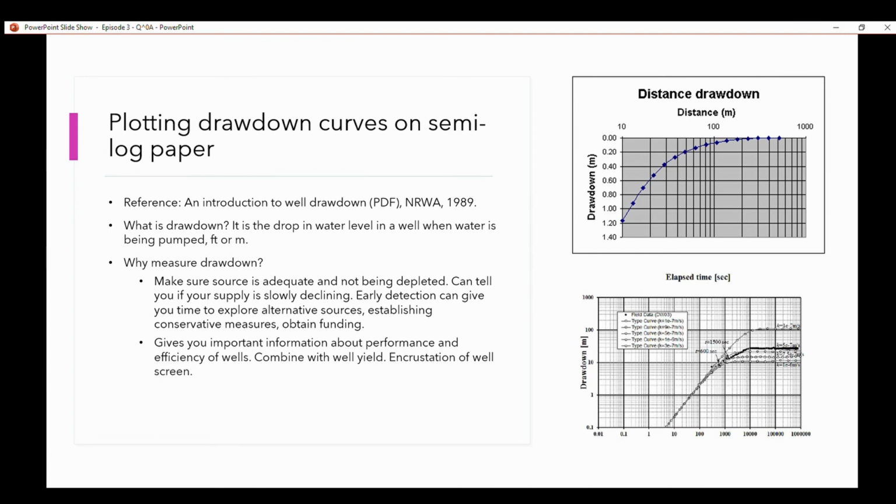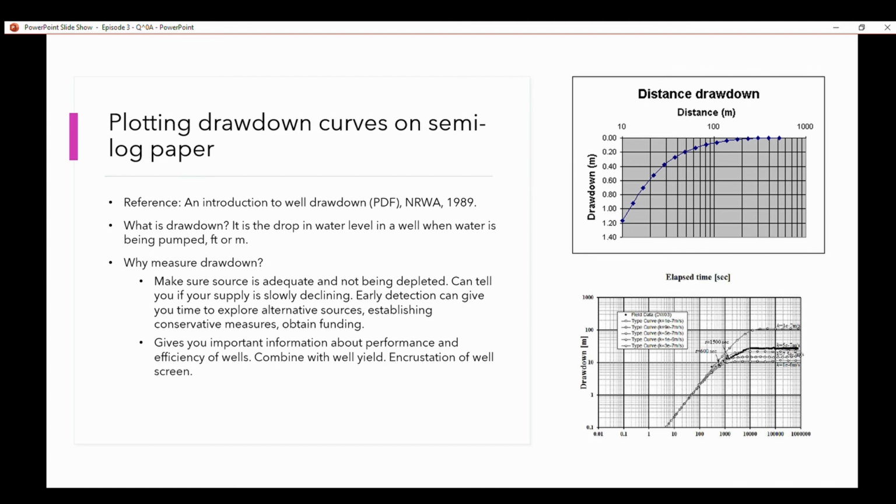So what is drawdown? It is the drop in water level in a well when the water is being pumped, and it's measured in feet or meters. Why measure drawdown? So you can make sure your source is adequate and not being depleted. You can tell if your supply is slowly declining. Early detection can give you time to explore alternative sources, establish conservation measures, and obtain funding. It can give you information about the performance and efficiency of wells, it can combine with well yield, and it can tell you if the well screen is being encrusted with something like calcite or caliche.